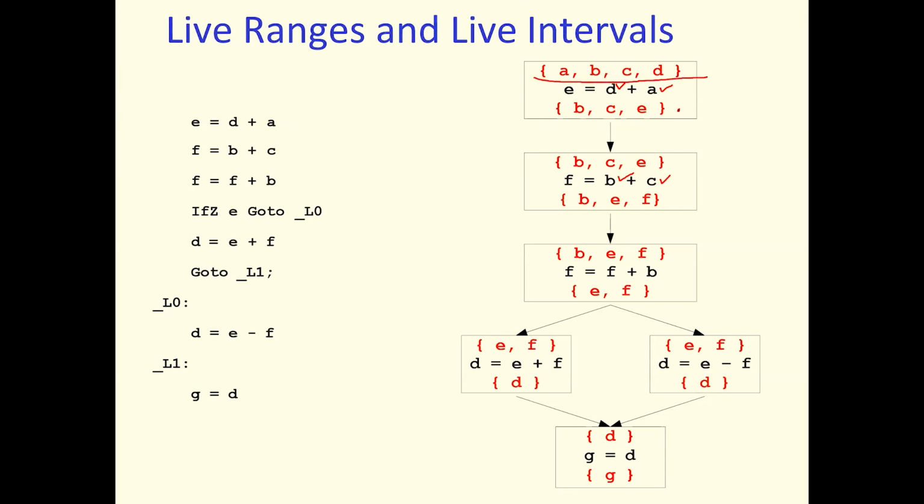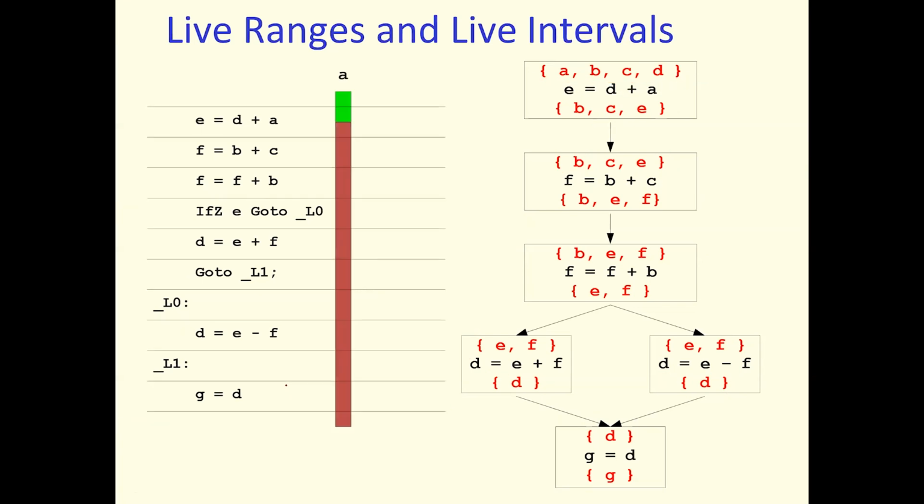But if I am at this point, I do not see any use of A anywhere on any path. So A is no longer live. Same about D. Even though I have a use, it is getting blocked due to these definitions. So if I want to find live ranges and live intervals, A is only live at start. B is live here, here, so basically here, here, up to this point, I think.